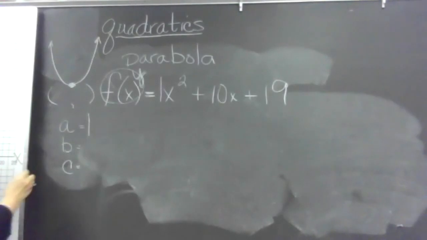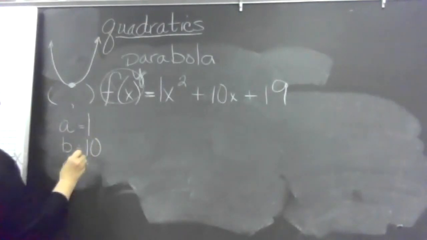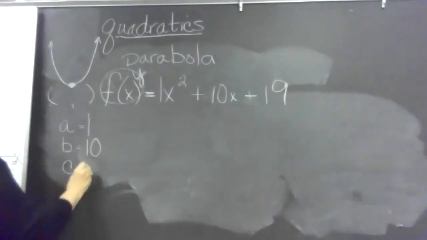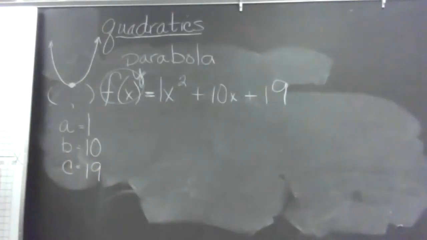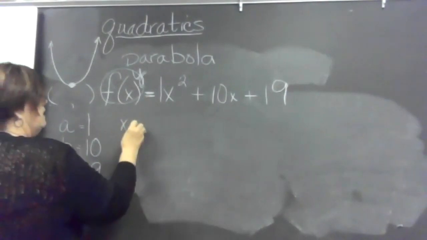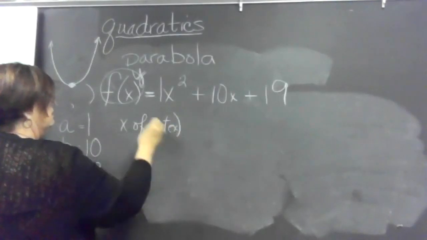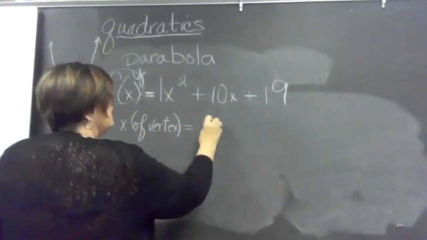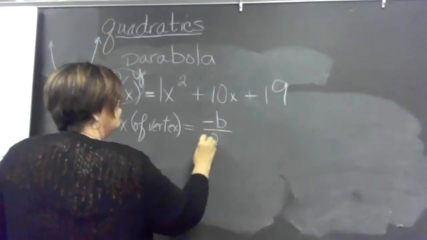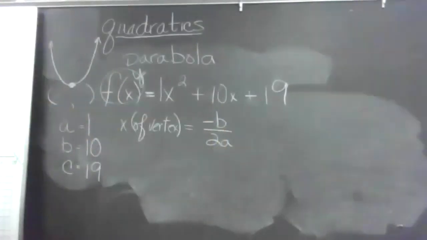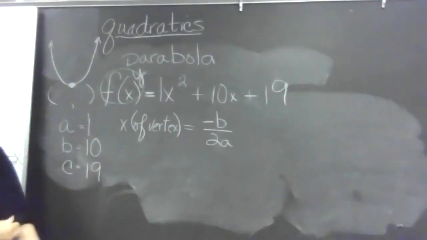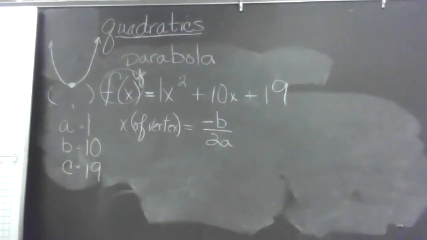Value of B, 10x. No, 10, just 10, not the x, okay? And then 19. Are any of them negatives? You always double check and look. They're all positives. All right, now to find the x of the vertex, the x of the vertex equals negative b over 2a. Now, I don't think that's on your formula chart, so you're going to need to remember it, okay? Negative b over 2a.